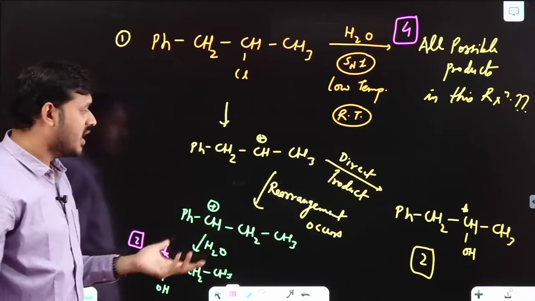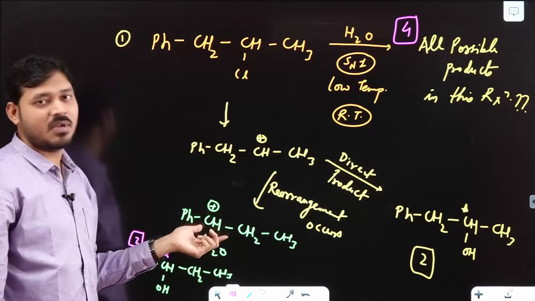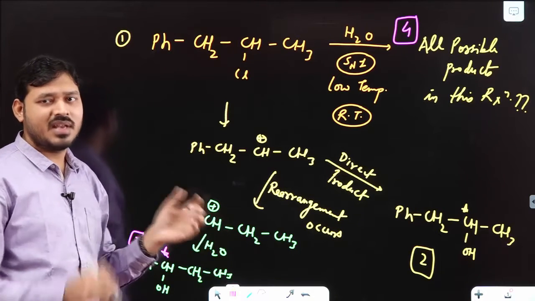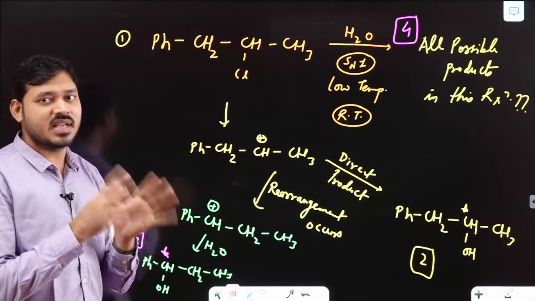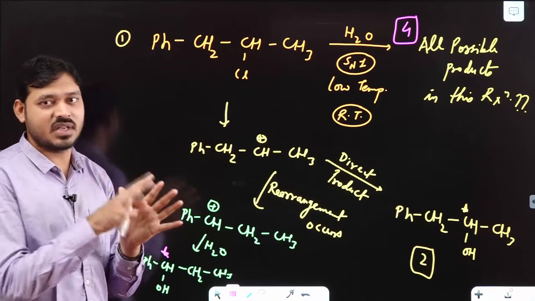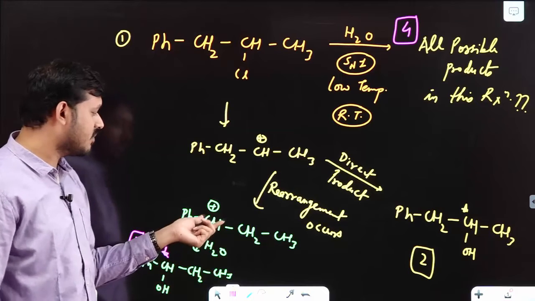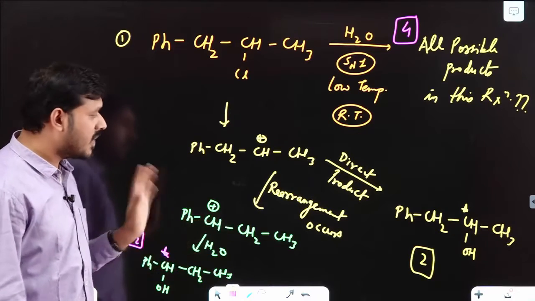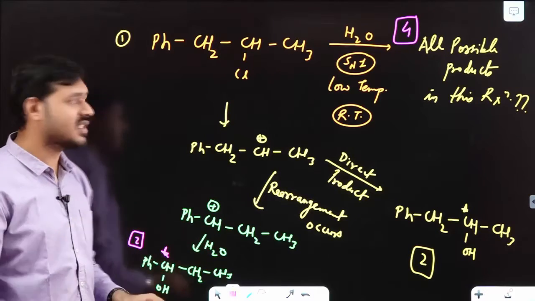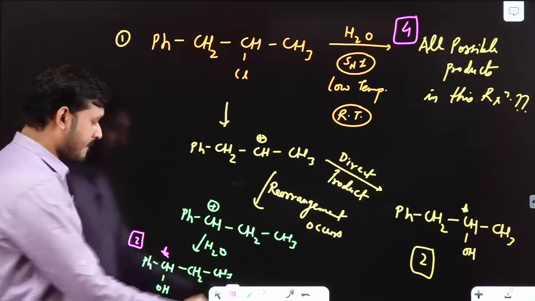Although here you can understand this is a more stable carbocation and the rearrangement is relatively faster. In 99% of cases, always remember rearrangement or ring expansion is very fast. So this is the major part, but the possibility is this one and this one, both cases. So a total of 4 products are possible for this.